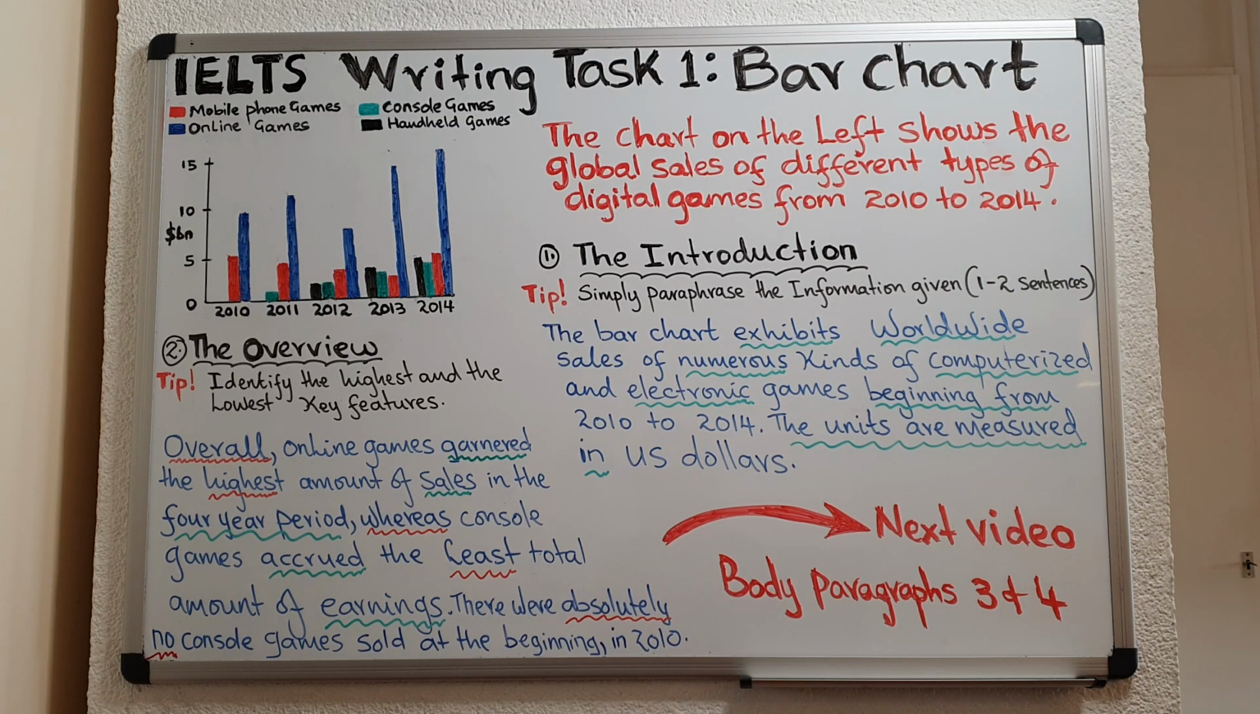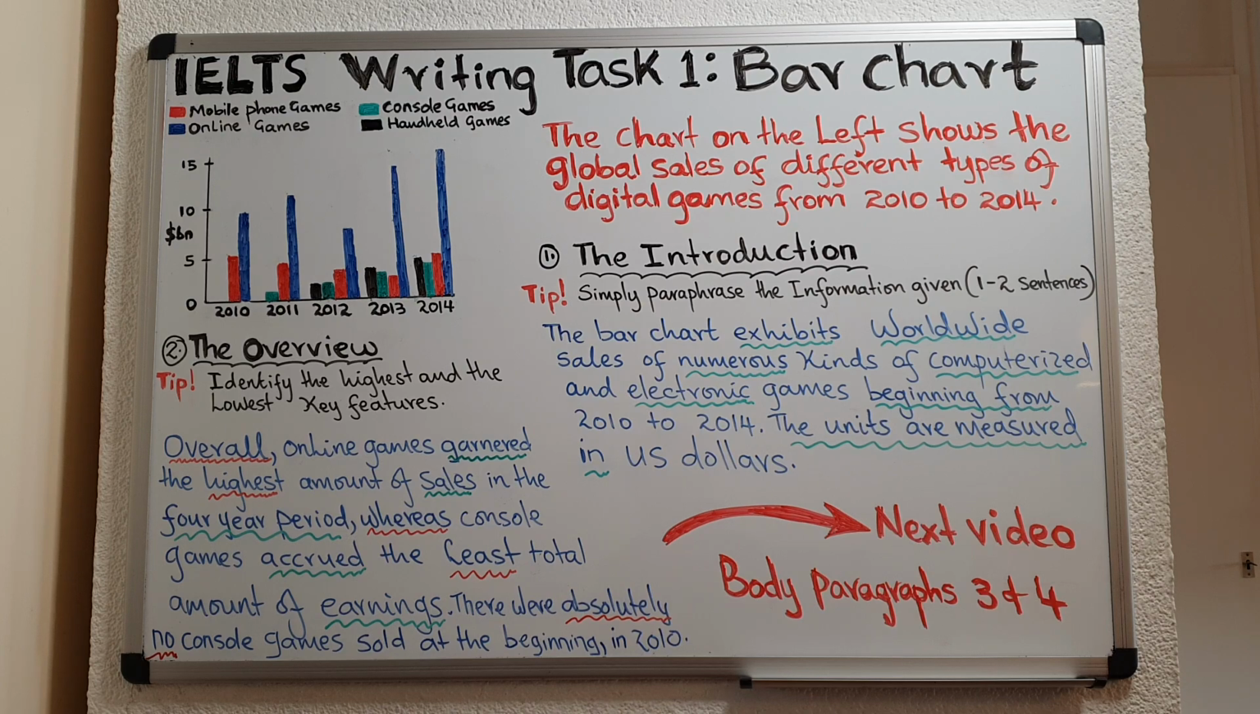Once you have written the first part, the next thing that is extremely important in the introduction is to talk about the units. And we always use this sentence. The units are measured in US dollars. Okay? So as you can see from our diagram, we have the units 0, 5, 10, 15 in US dollars, okay? Billions to be more precise. So don't forget to talk about the units. The units are measured in US dollars.